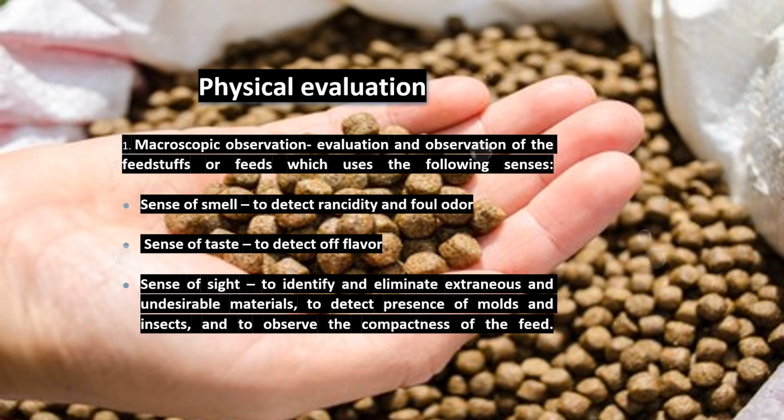First is the macroscopic observation. This evaluation is used to observe the feedstock or feeds, which uses the following senses. First is the sense of smell to detect rancidity and foul odor, sense of taste to detect off flavor, sense of sight to identify and eliminate extraneous and undesirable materials, to detect presence of molds and insects, and to observe the compactness of feed.